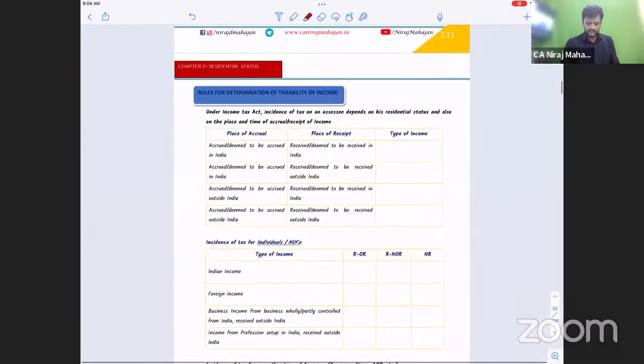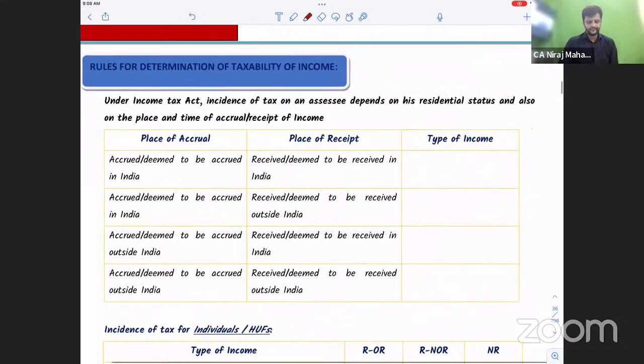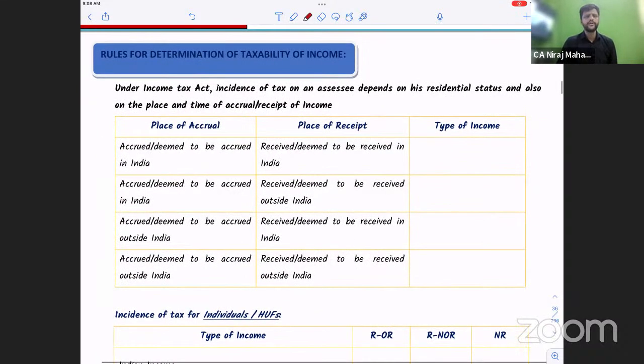Come to this page, 2.12. Rules for determination of taxability. Sir, Priyanka Chopra will be an example of RNOR. Yes, that actually depends on how many days she stays in India. But she is allowed to visit India, no? Obviously. She has a family and relatives here. So she is a person of Indian origin.